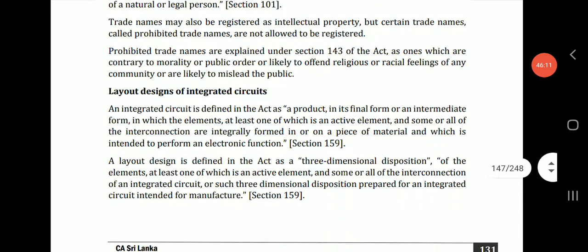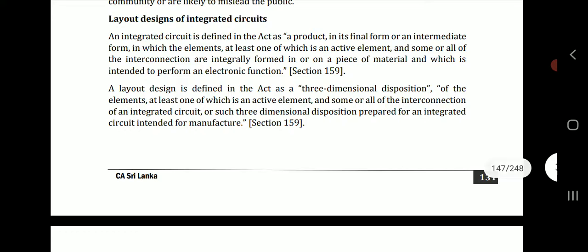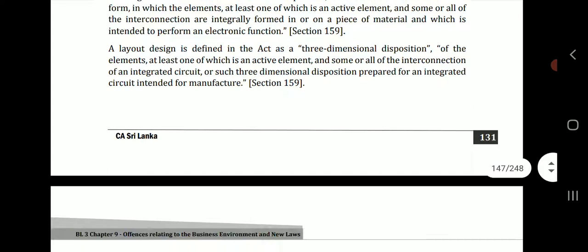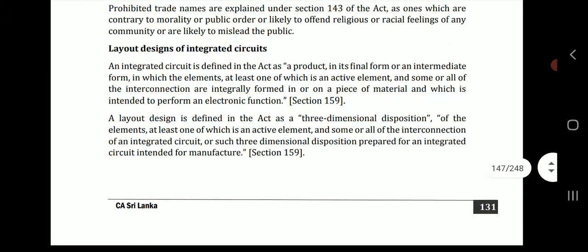Yeah, and layout design, integrated circuits. A product is a final form or an intermediate form, with elements such as an active element, and some or all of the interconnections integrally formed in one piece of material, intended to perform an electronic function. Layout design is defined as the three-dimensional disposition of the elements, which are active elements and some sort of interconnection, of integrated circuits, such as a three-dimensional design prepared for an integrated circuit intended for manufacture.